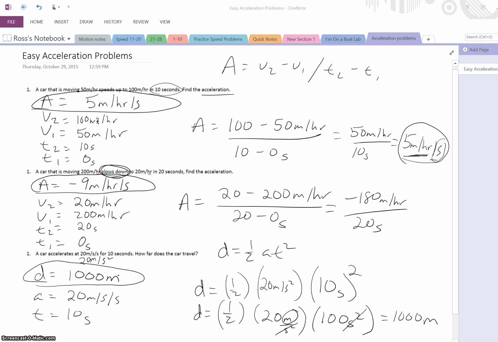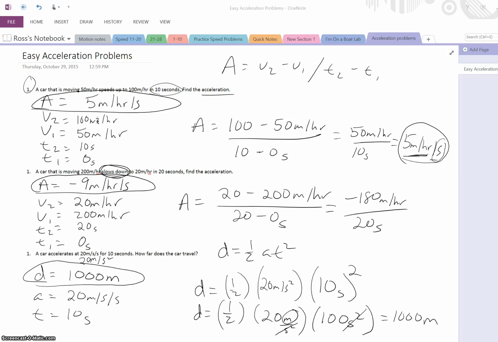So any of these questions can also be reorganized to solve for something else, right? This question here in number 1, rather than solving for the acceleration, it could give you the acceleration and you have to solve for time. If it said the acceleration was 5 meters per hour per second and it gave you the starting and the ending velocities, but it didn't give you the time, you could solve for it. You would just have t on the bottom and you would solve, just like when we were doing s equals d over t, you would solve for time.